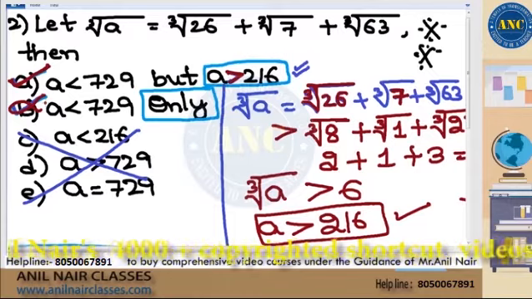I hope the idea is clear. A should be greater than 216. A is also less than 729. That means the one which is satisfying both these criteria is option A. Option A is the option which is satisfying both of these criteria. I hope everyone is clear before we move on to the next question.